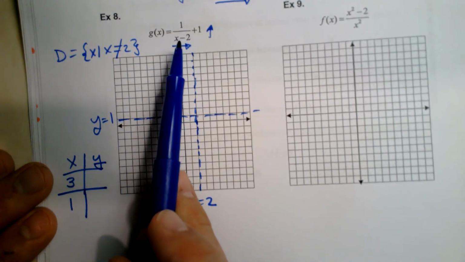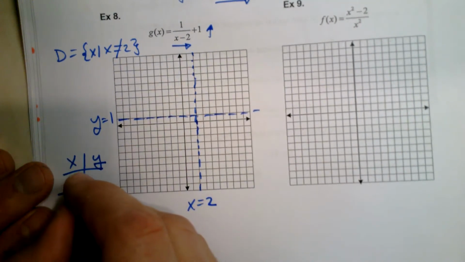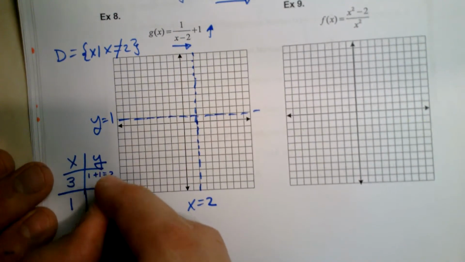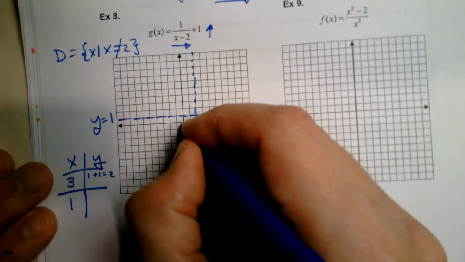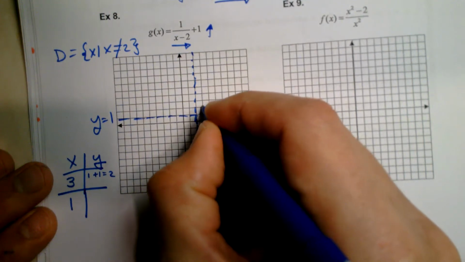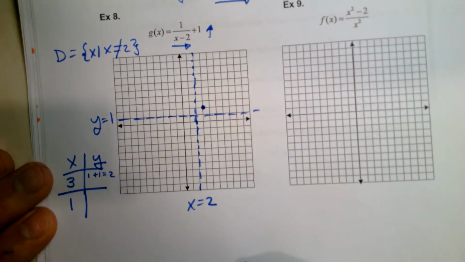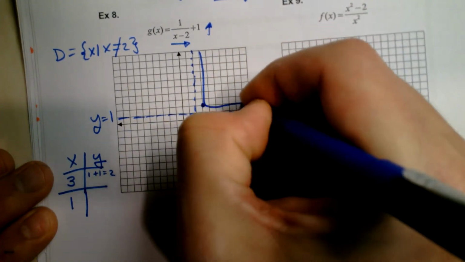Plug in 3. 3 minus 2 is 1. 1 over 1 is 1. Plus the 1 on the outside is 2. So from the origin, I'm going to count over 1, 2, 3, and up 1, 2. And now that part of the graph gets closer to these asymptotes and is never going to touch.